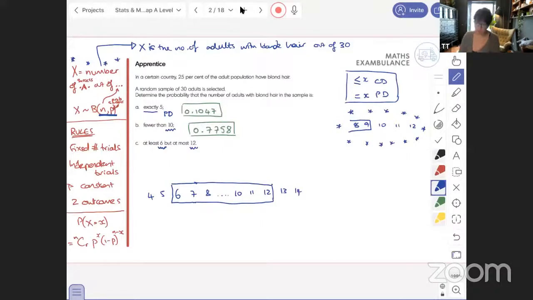Right, here's the situation we are in. We cannot type that into the calculator, okay? We can only type in less than or equal to. So this is where you have to think just intelligently. How are you going to get this information out of the calculator? Well, I could do this.